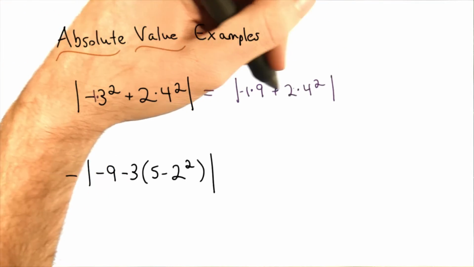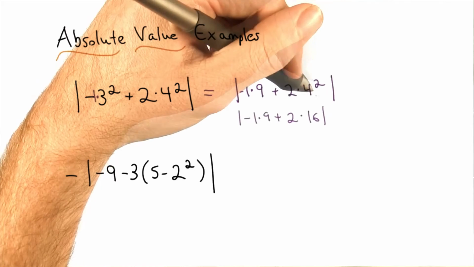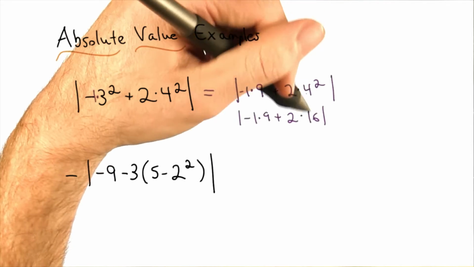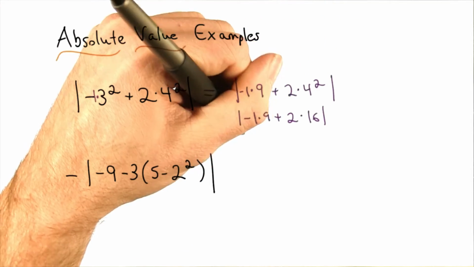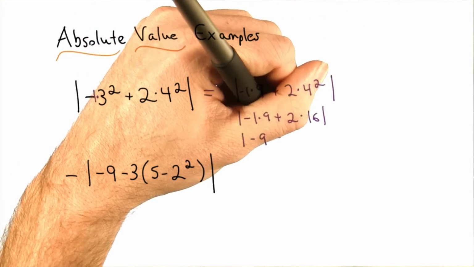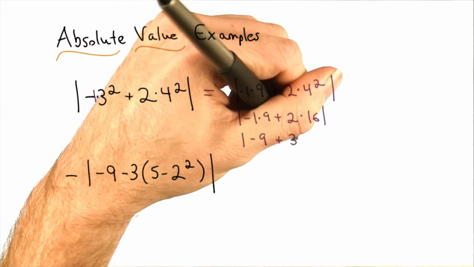When I look at what to do next, I know I still have a power. I'm going to do 4 squared. 4 times 4 is 16. Now I'm going to do the multiplication. Negative 1 times 9 is negative 9. And 2 times 16 is 32.